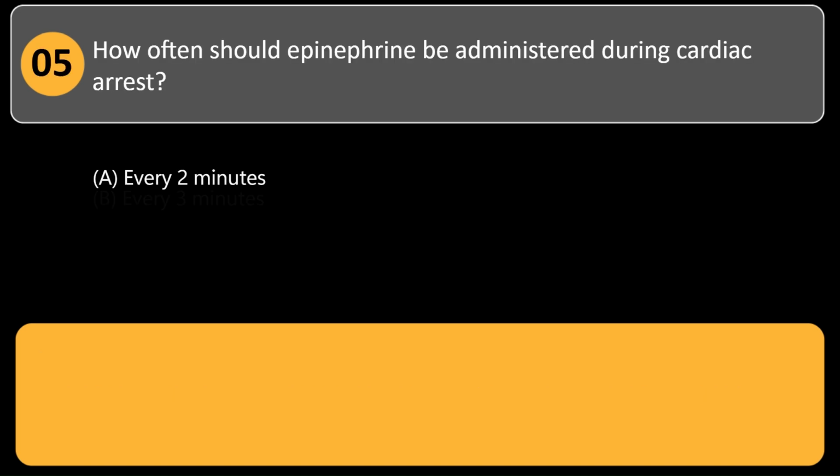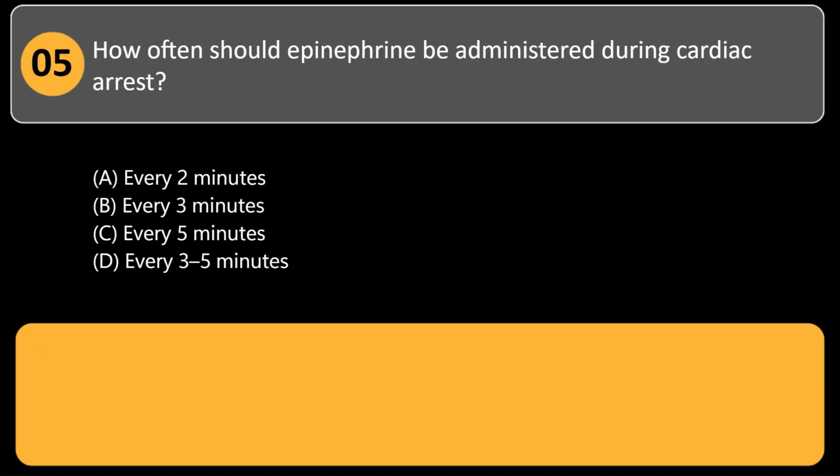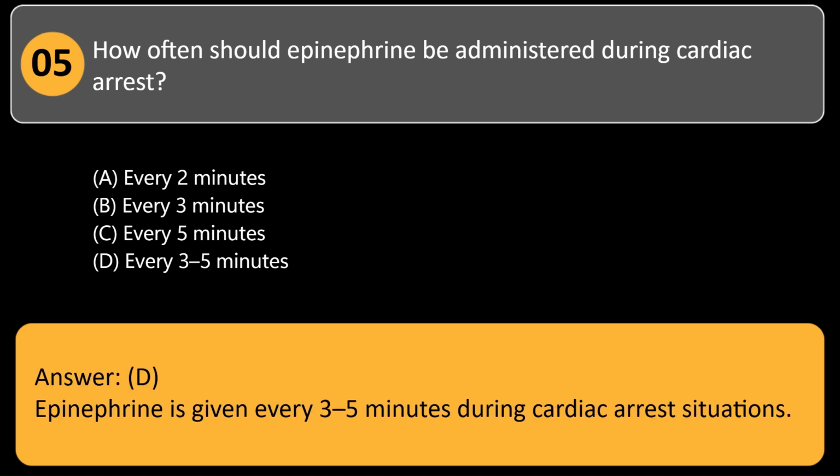How often should epinephrine be administered during cardiac arrest? A. Every 2 minutes. B. Every 3 minutes. C. Every 5 minutes. D. Every 3 to 5 minutes. Answer: D. Epinephrine is given every 3 to 5 minutes during cardiac arrest situations.